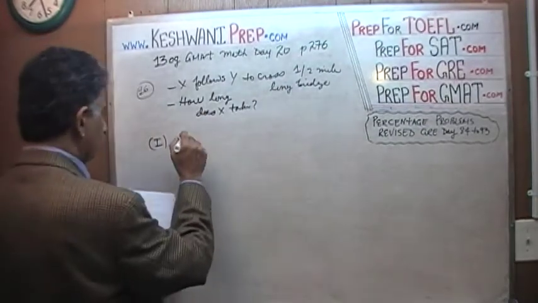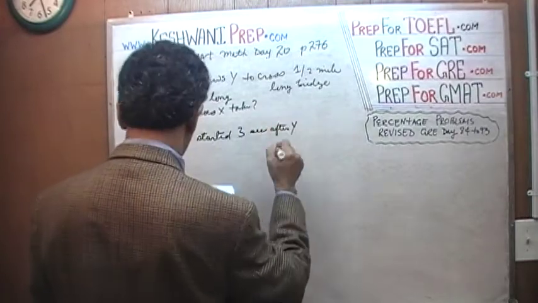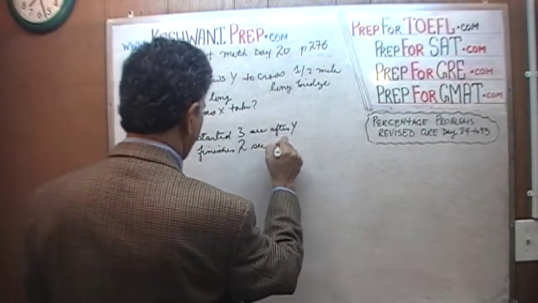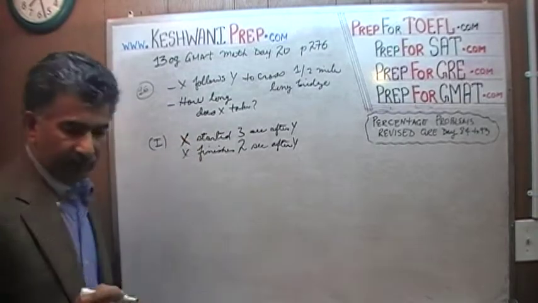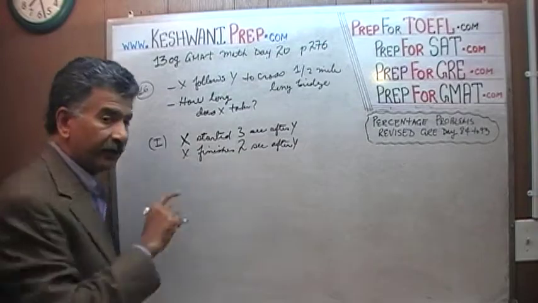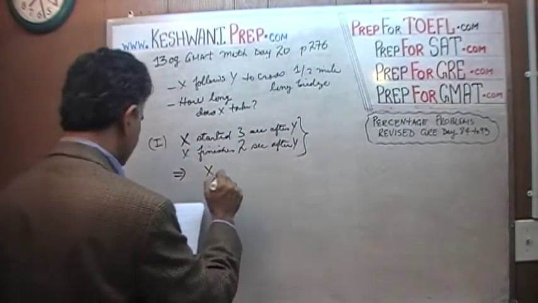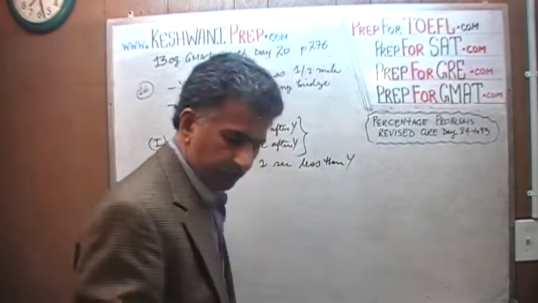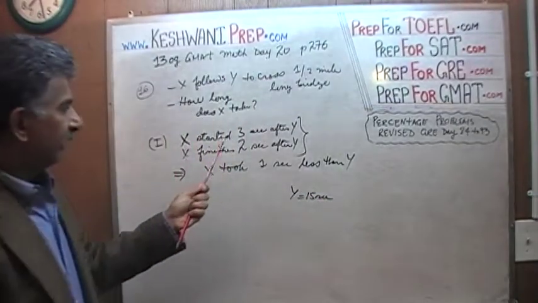In statement 1, we are told that X started 3 seconds after Y, and we are also told that X finishes 2 seconds after Y. Well, if X started 3 seconds after Y did, and X manages to finish only 2 seconds after Y finishes his trip, all that tells us together is that X took 1 second less than Y.